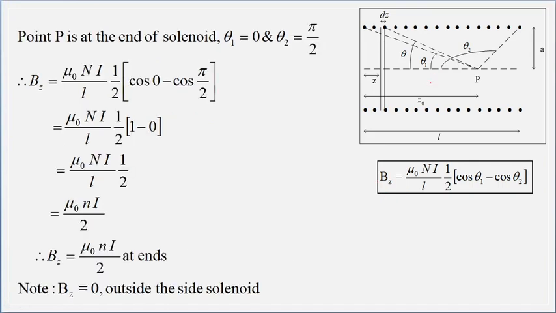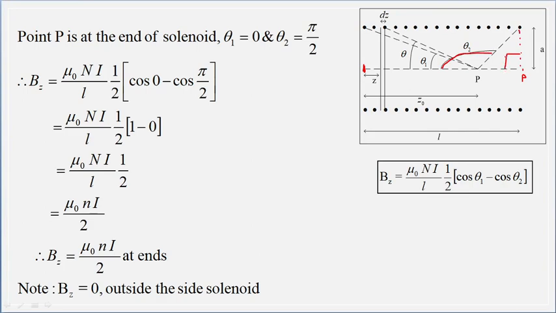Then one more thing we'll see is, what is the magnetic field at the end? Magnetic field at this point. Suppose we shift this point P here, and you take an infinitely long solenoid. If you shift the point P here, then theta 1 will be equal to 0. And theta 2, since point P is here, will be equal to 90 degrees.